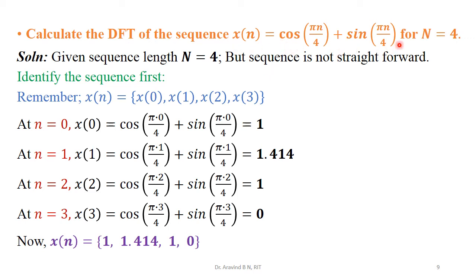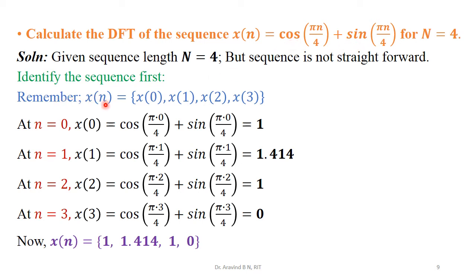This particular problem, we are going to take into discussion again in a further lecture while discussing the properties of the DFT. That's why I thought of making a solution over here, so that we'll have a different type of problem representation and its solution. Getting into the solution part. Given the sequence length N is equal to 4, but the sequence is not straightforward. This x of n is not like what we discussed in the previous lecture, which was just like 1 2 3 4 or 1 1 0 0. That kind of sequence is not given. It is being given in terms of cosine and sine.